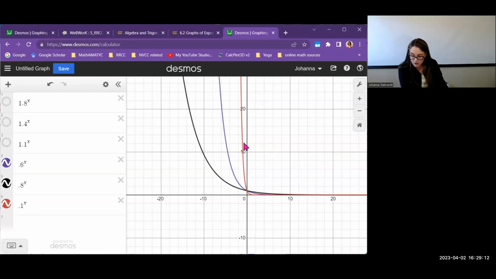So when we're looking at these right here, what we see is that the red one actually has the steepest change, most rapid decay. And then the purple one, the 0.6x, is next, and the 0.8x is the last. Now, let me come over here and write these down, 0.6x, 0.8x, and let me show you how you can tell by looking at the denominator. All right, let me reshare my other screen.